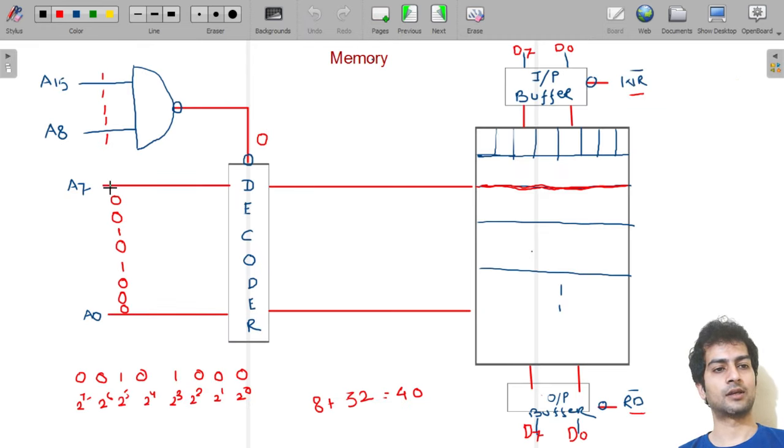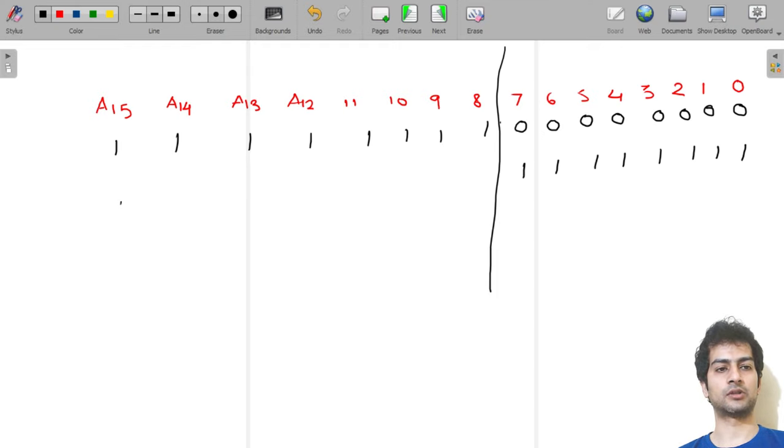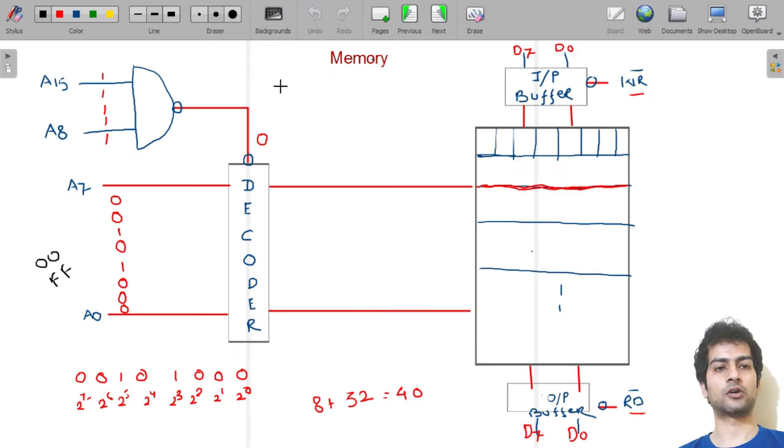Now coming to the low order address bus, I told you that it is 8-bit, so its range will vary from 00 to FF. So what we will do is take our first extreme, that is 00, and then take our last extreme, that is 11111111. So these are our possibilities, and here we will always get all 1s, because we want the output of the NAND gate to be 0.